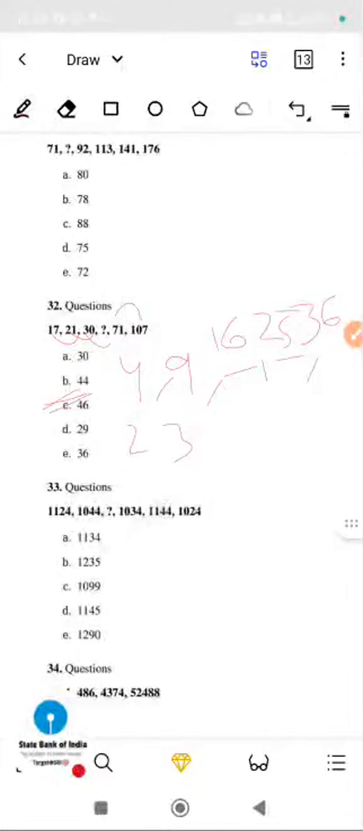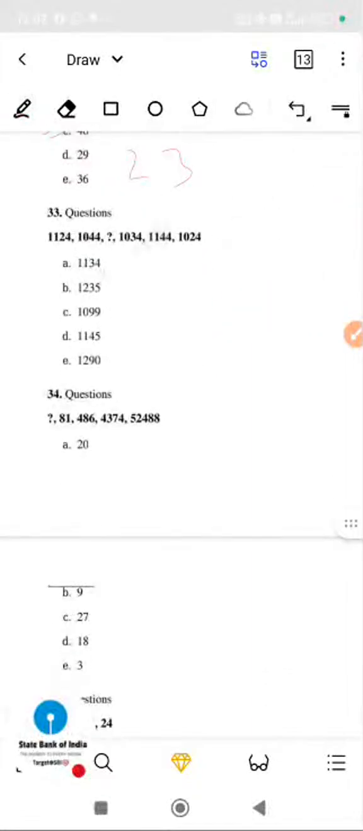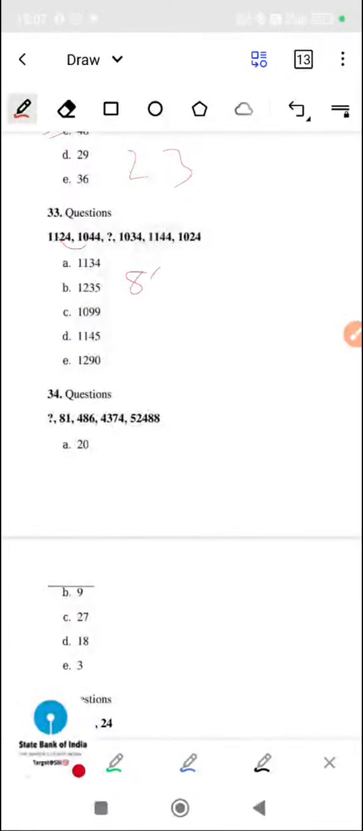Next, 33rd one. Here we see the difference between these two numbers, which will be 80, and here we see a difference of 1144 minus 1034, which will be 110. So 110.